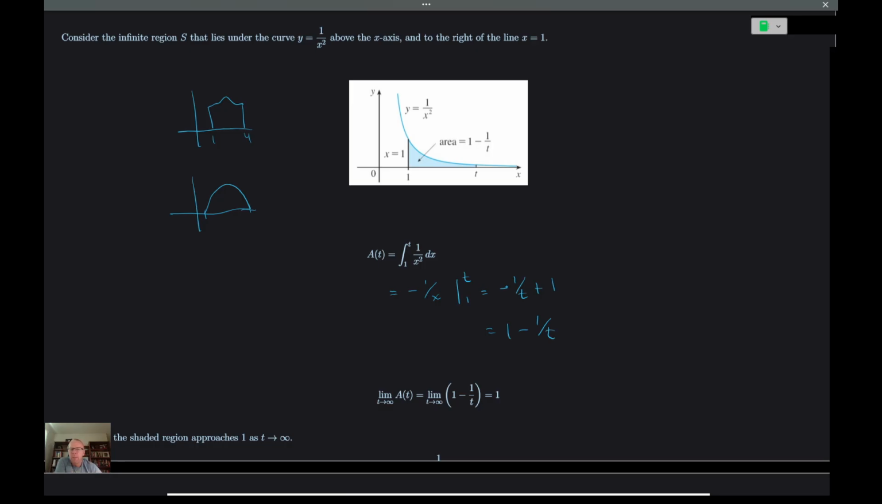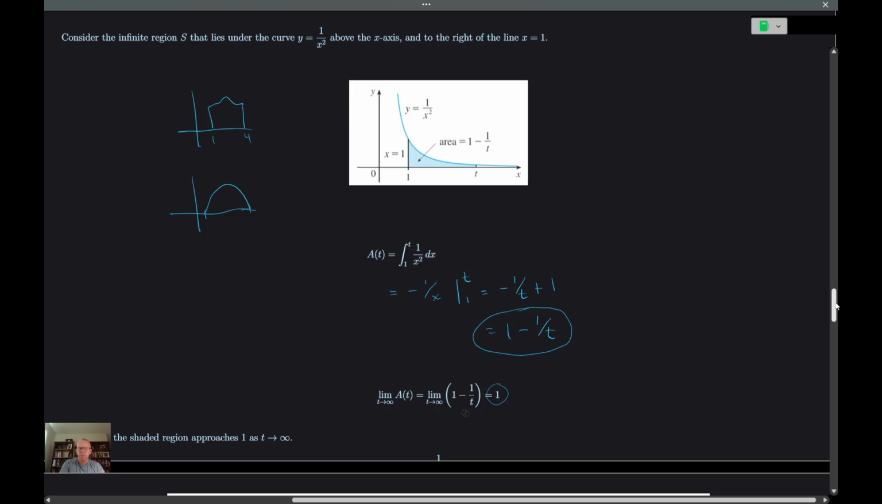So whatever point t, however far out we want to go, this is 1 minus 1 over t. Now, what happens if we take the limit as t goes out to infinity? Well, plug in bigger and bigger numbers for t, and 1 over that big number gets smaller and smaller. And so this limit just goes to 1. And so what that tells us is that the area under this curve from 1 out to infinity is 1.